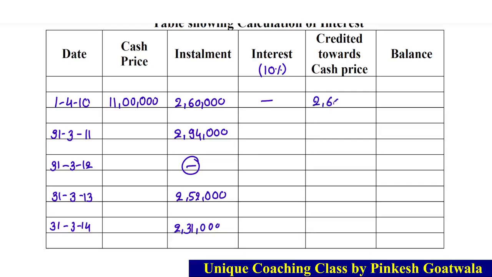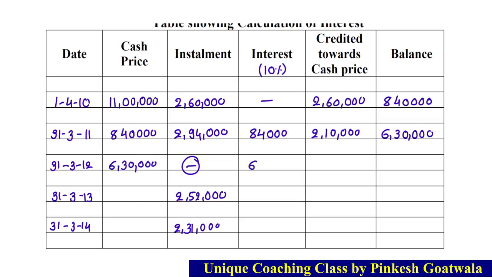So here 2,60,000, so balance 840. Here 840, rate of interest 10%, so 84,000. So here it will become 210 minus 840, so 630 comes. 630 will be here next year, and the interest 10% is 63,000. Now we cannot complete the calculation because we don't have the amount of this installment.